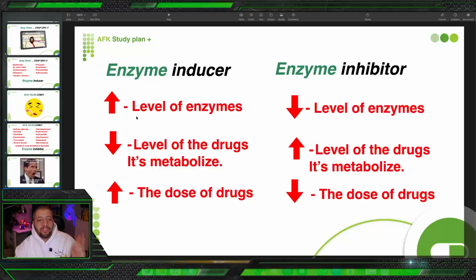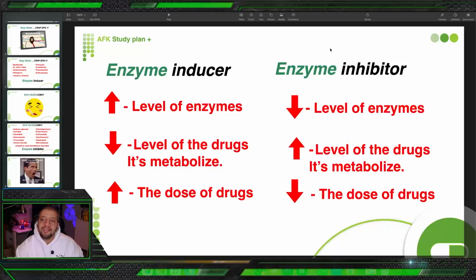So this enzyme inducer, increasing the number, metabolizes the other medication faster. So what you are going to do, you need to increase the dose of the other medication. I used to summarize it this way: enzyme inducer, we induce the dose of the other medication. Inducer, induce, increase the dose of the other medication.